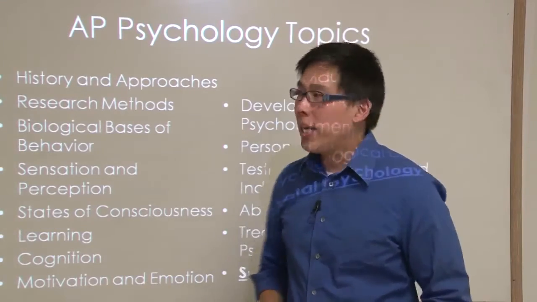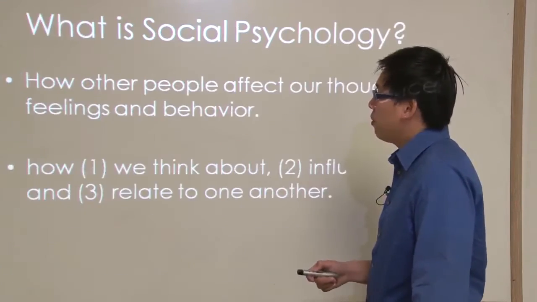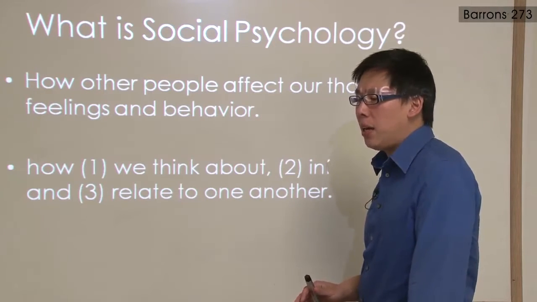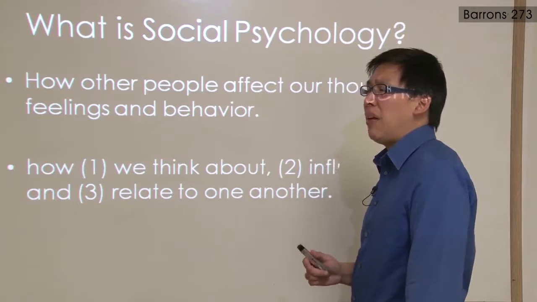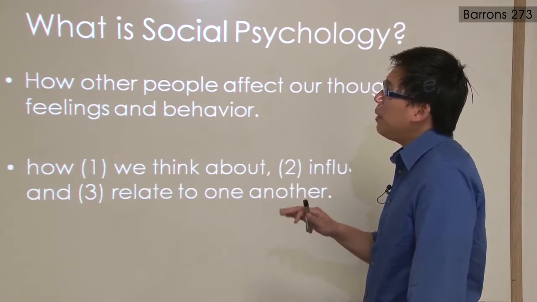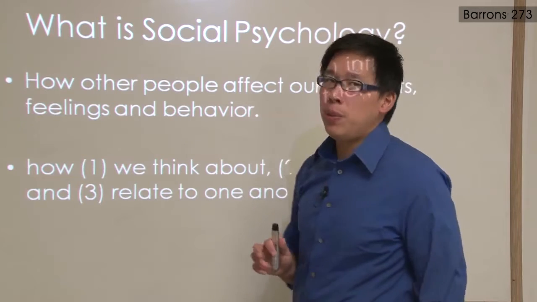So let's start by talking about what exactly social psychology is. When I say the word social, what comes to mind is probably groups of people, different people, having friends, relationships. And that's exactly what social psychology is. It's basically the psychology of other people.